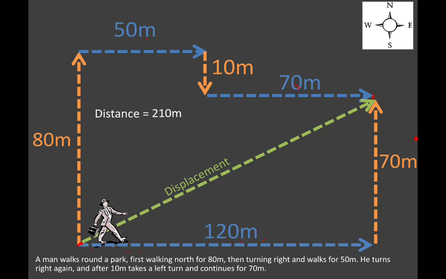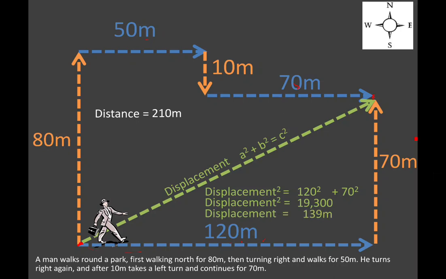Now we have a complete right angle triangle. We want to find the hypotenuse, which is the displacement, right? So the displacement squared is equal to 120 squared plus 70 squared. If you plug this into the calculator, you will get 19,300. The displacement squared is 19,300. Finding the square root of both sides, we get the displacement is equal to 139. This is 139. Now we'll find the angle.